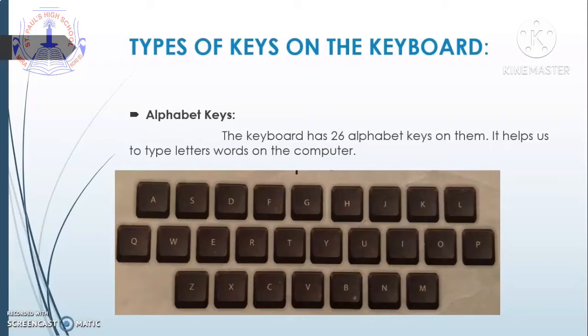The keyboard has 26 alphabet keys on it. It helps us to type words or letters on the computer. The keys you can see in the picture are there on your keyboard. These alphabet keys help us to type a particular letter or particular words. So these are called alphabet keys.